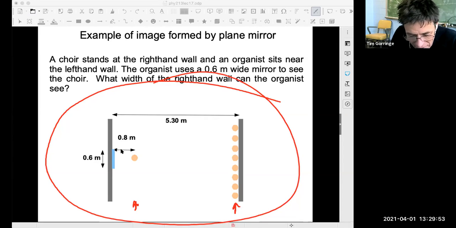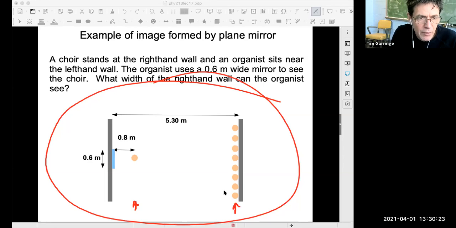That mirror is 0.8 meters from the organist, and that mirror is 0.6 meters across, and the separation of the left and right walls is 5.3 meters. And the question is, what width of the right-hand wall, or what range of the choir boys or girls can the organist see?